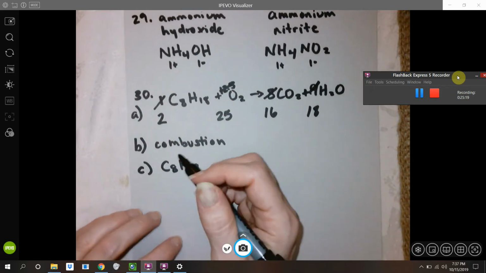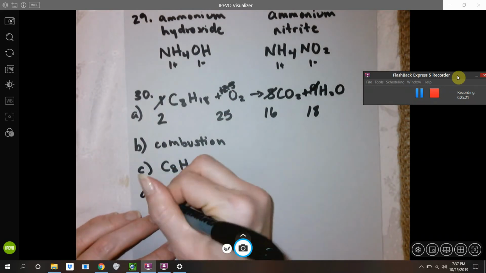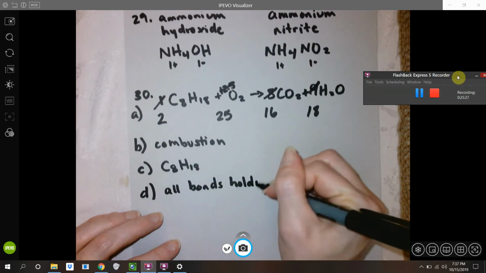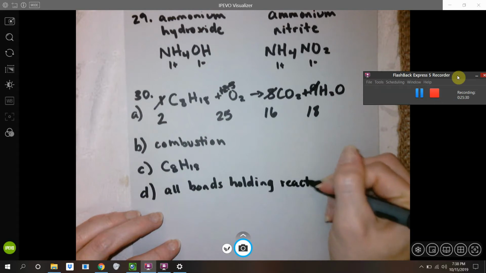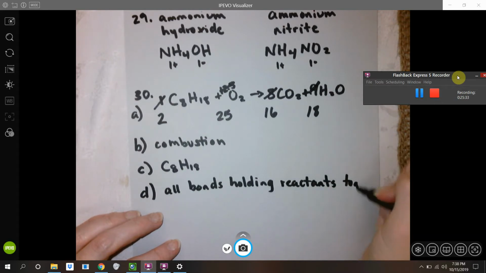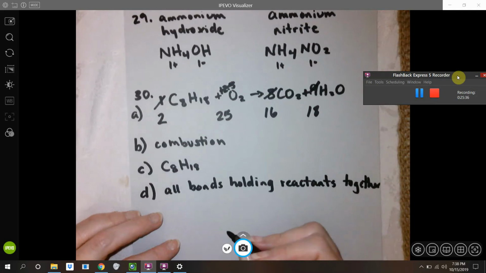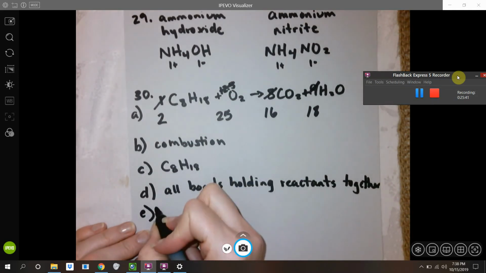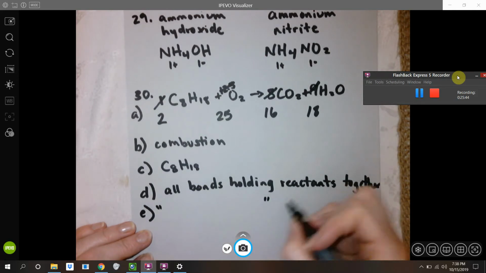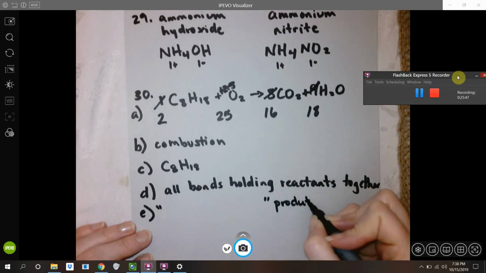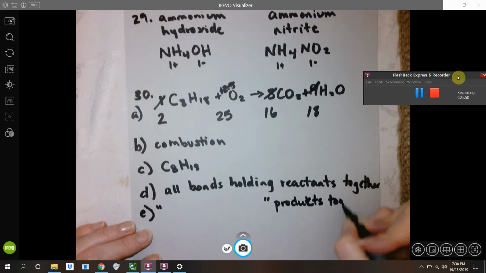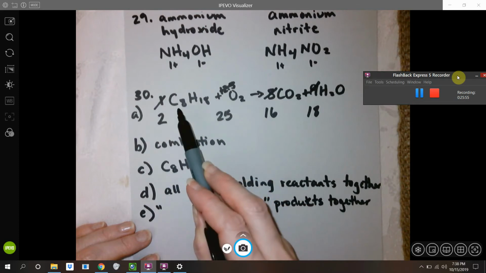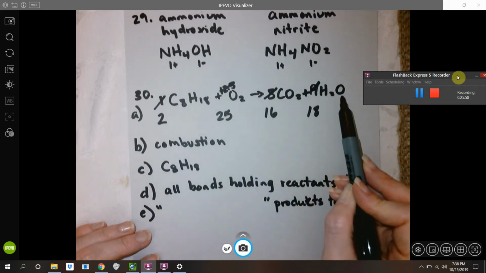D, which bonds have broken during the reaction? All bonds holding the reactants together. They just break during the reaction. Which new bonds have formed? All bonds holding the products together. They are the ones that formed, right? So everything here had to break down, everything here had to come together.